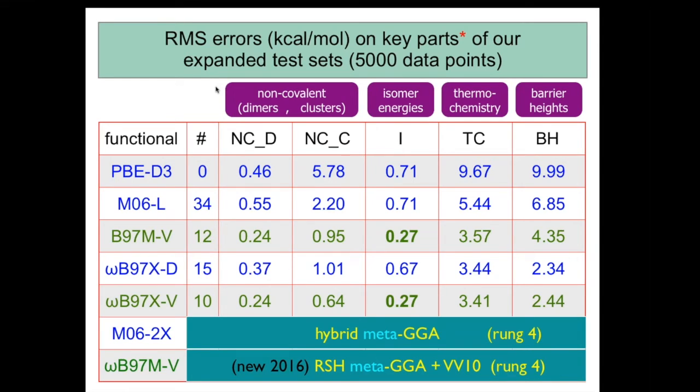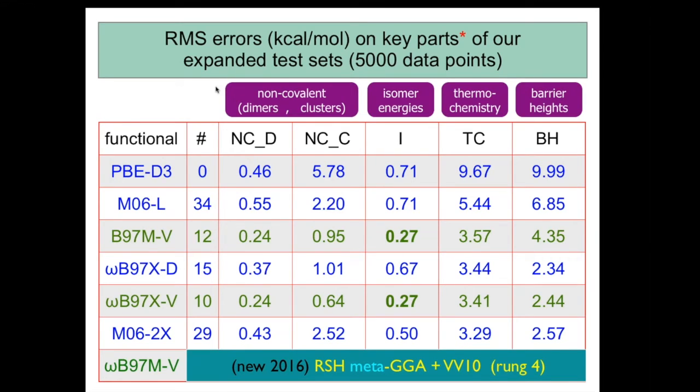So now let's switch from hybrid GGAs to hybrid meta-GGAs, and we'll use M06-2X from the Truhlar group as a good representative of existing hybrid meta-GGAs. It's a 29 parameter functional. If we scan across the columns here, we see that it is not competitive with our new functionals for the non-covalent interactions, but is very competitive for thermochemistry and barrier heights. So that's the sort of short summary of M06-2X.